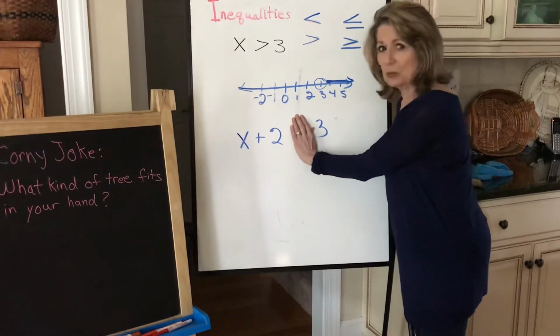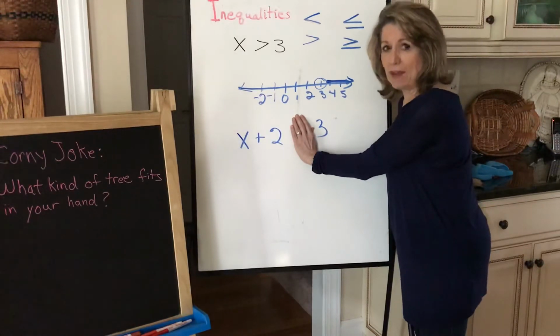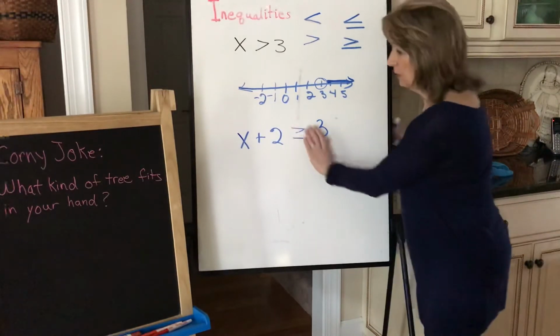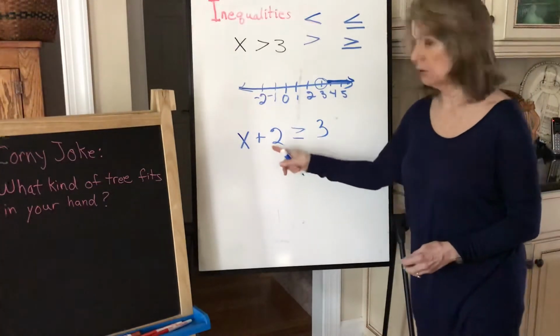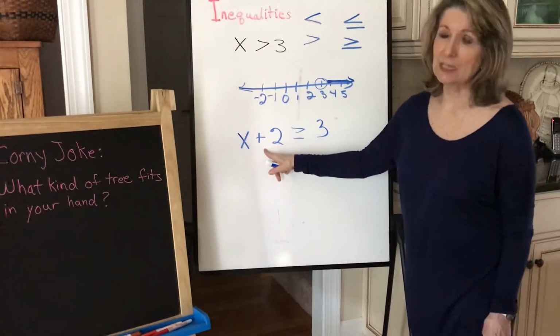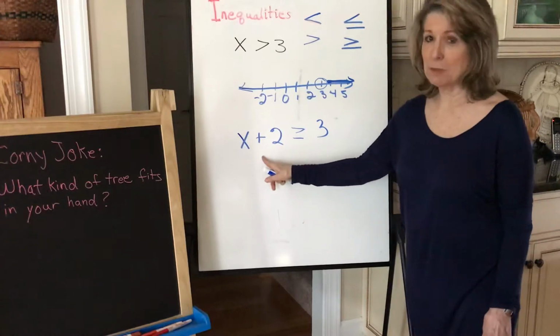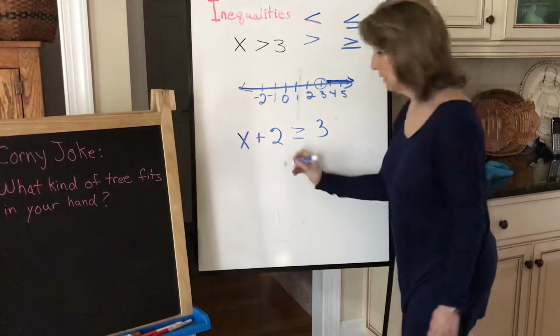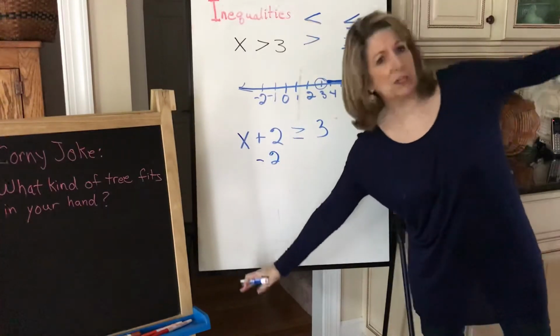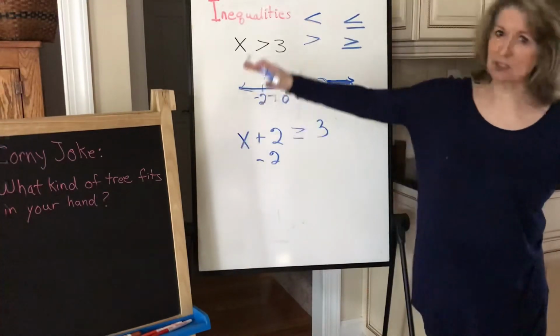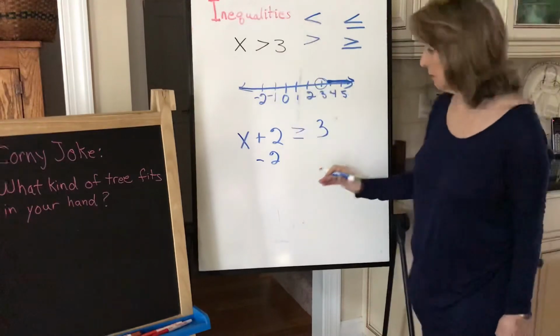So I always say to you, what is the first step for getting x by its own self? Well, who's bothering the x? The 2. And the 2 got there with what? Addition. So how do we get rid of addition in mathematics? We subtract. So we're going to subtract 2, and whatever you do to one side of an inequality, you have to do to the other, just like on an equation, or else it'll fall over.